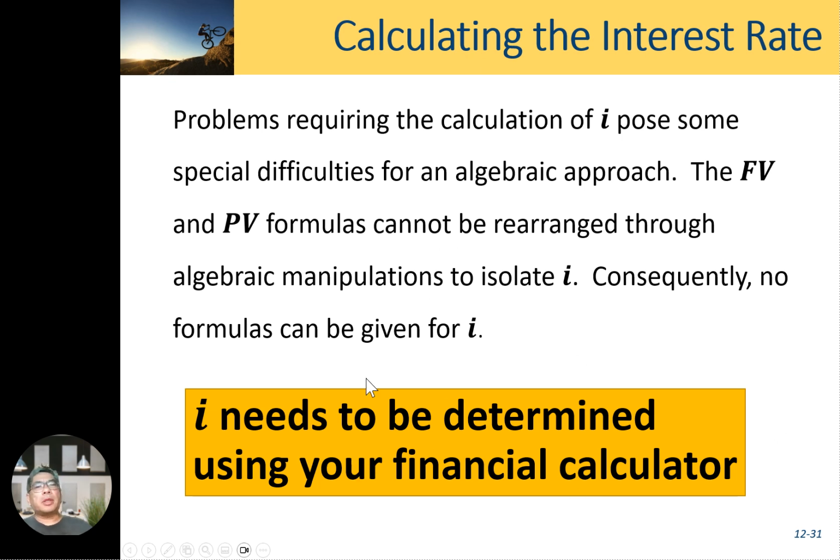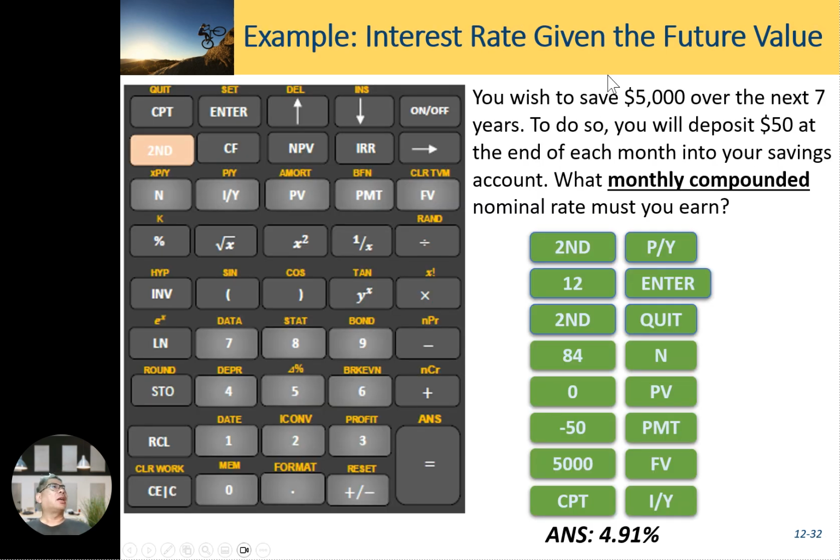And I always use the table to determine it. Usually the professor gives a very specific, easy percentage. But if you have to calculate it down here, it's going to be a bit different. If you have 5,000 over the next 7 years, and you deposit $50 each month, what monthly compounded nominal rate must you earn? To do so, you will deposit 50 at the end of each month into your savings account.